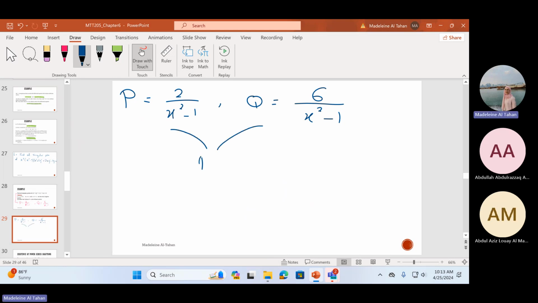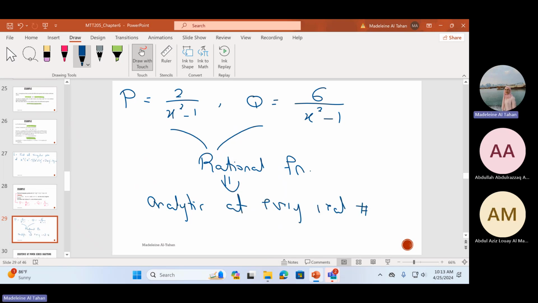What are these terms? What does it mean? Analytic at every real number except when, in this case, x squared minus 1 is equal to 0. Why did we write x squared minus 1 equal to 0? Because this is our what? Denominator. Right, miss? Okay.